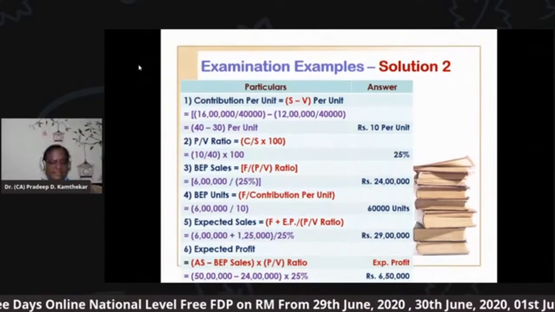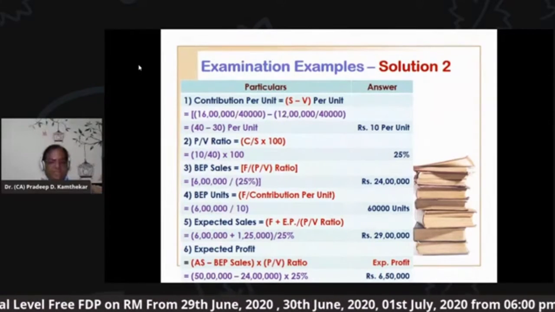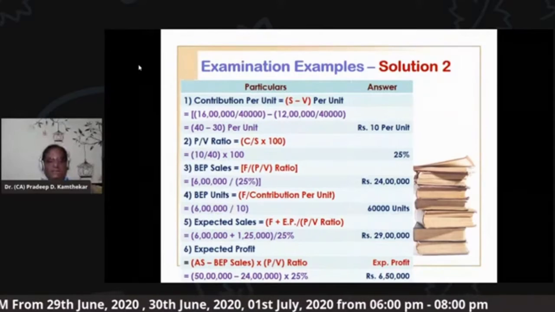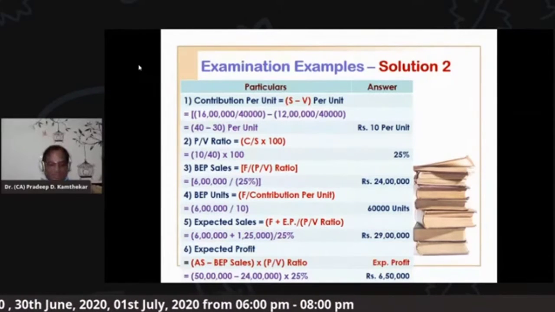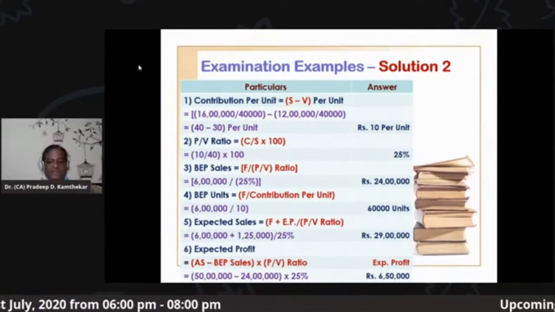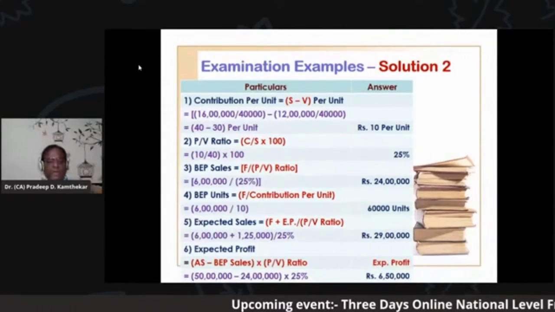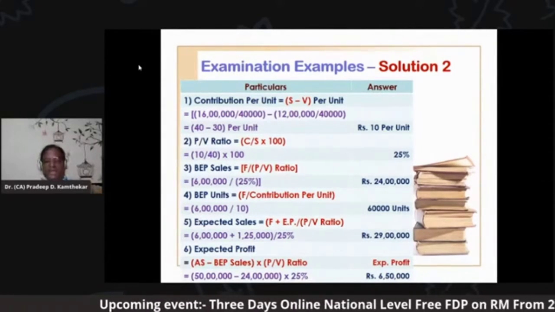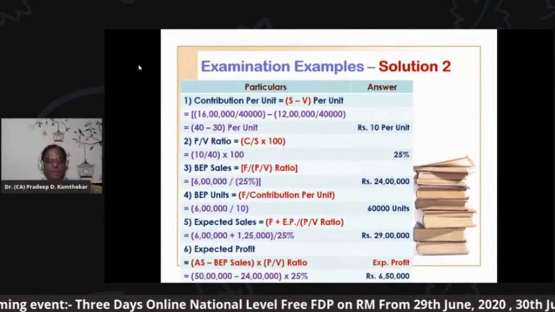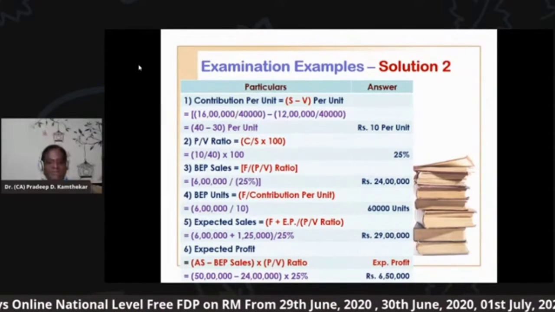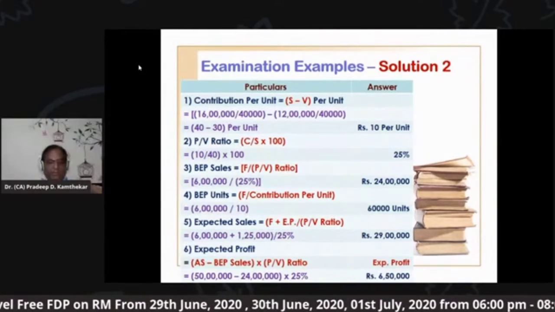Now expected sales, when the business has 6 lakhs fixed cost and 1 lakh 25,000 as expected profit, total 7 lakh 25,000 divided by 25% PV ratio. So this business should have expected sales of 29 lakhs to have a profit of 1 lakh 25,000 as expected profit.